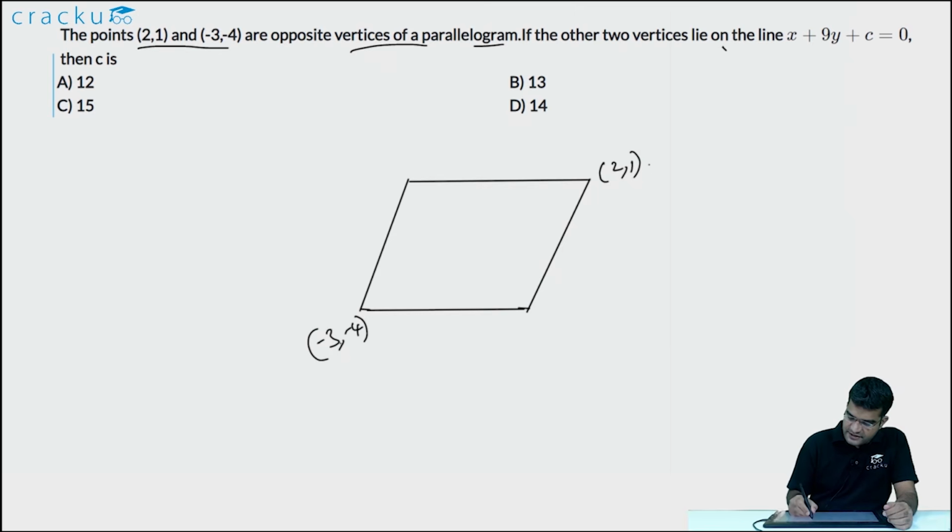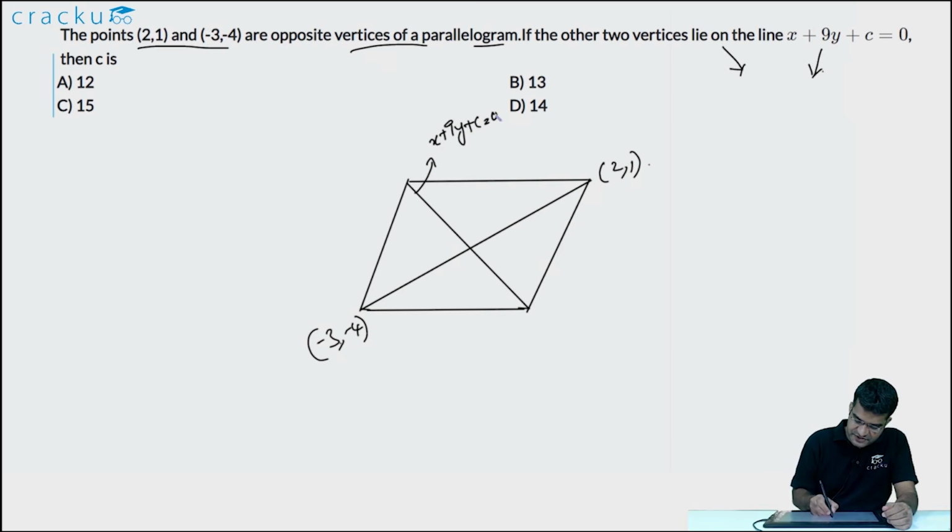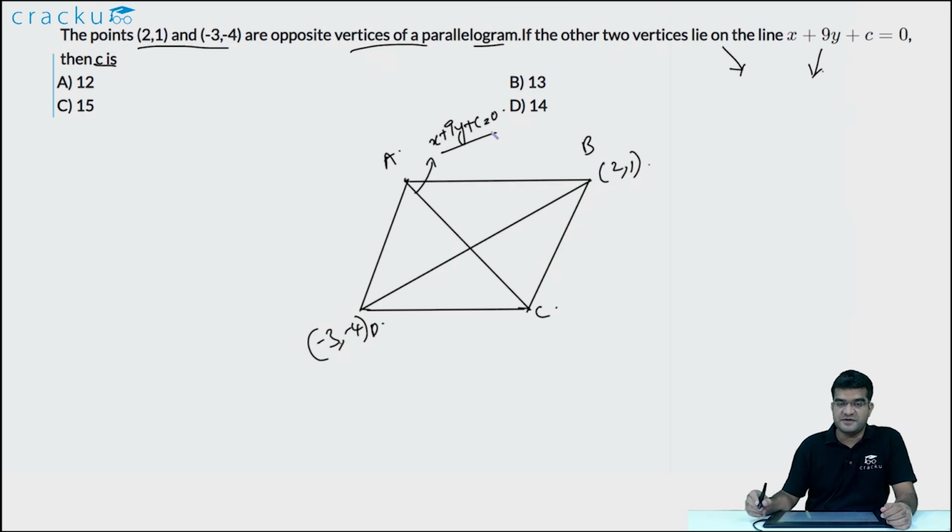We are also told that the other two vertices lie on the line x plus 9y plus c is equal to 0. So let us first connect both the opposite vertices. These are the diagonals of the parallelogram, and we are required to calculate the value of c. Calling the vertices A, B, C and D, A and C lie on the line x plus 9y plus c is equal to 0. So the point of intersection of both the diagonals is, say, O.